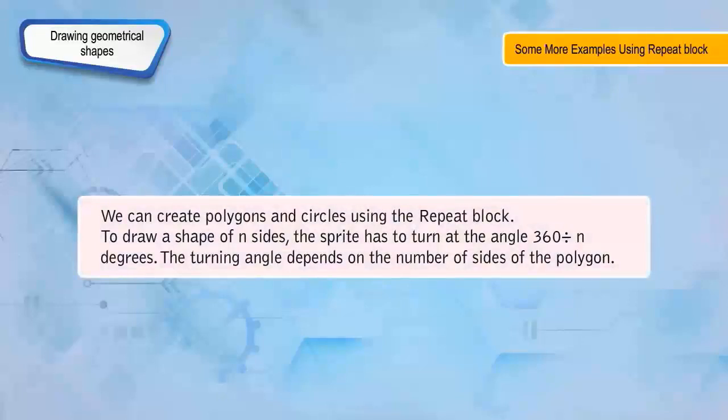We can create polygons and circles using the repeat block. To draw a shape of n sides, the sprite has to turn at the angle 360 divided by n degrees. The turning angle depends on the number of sides of the polygon.